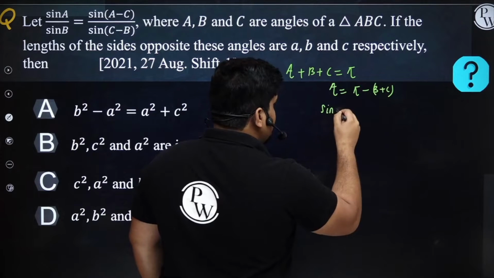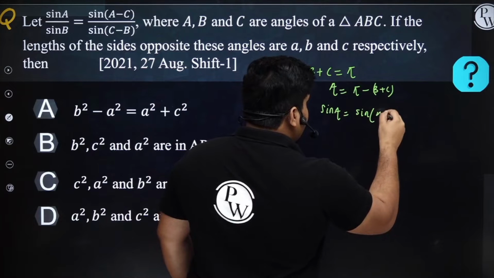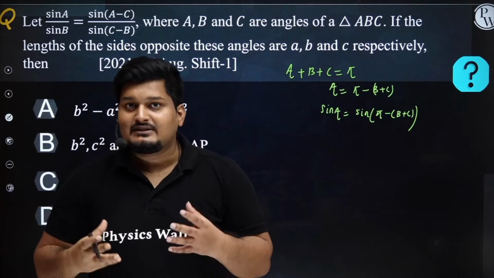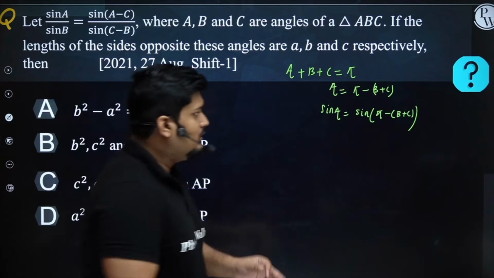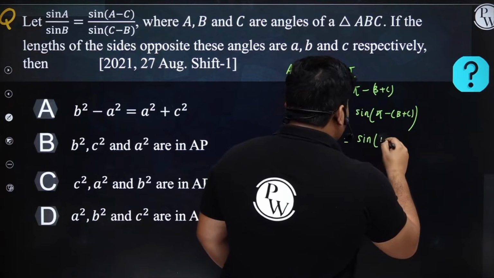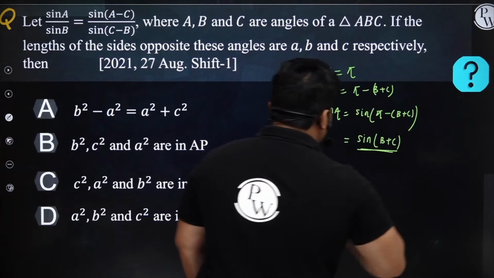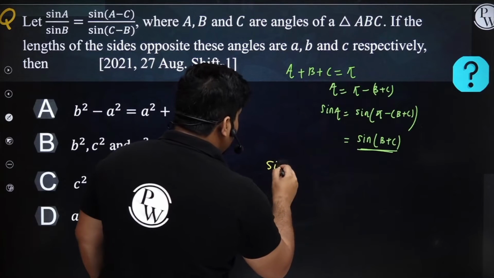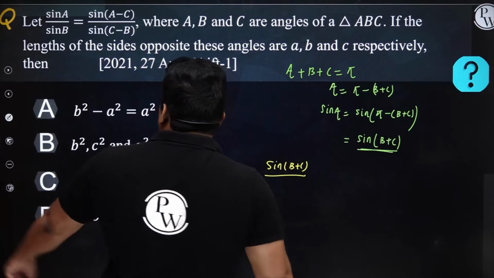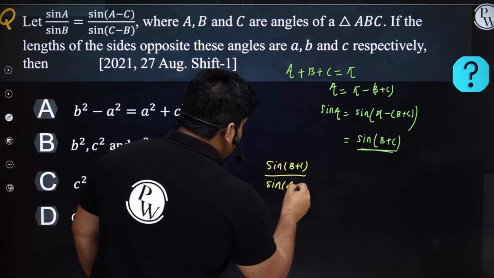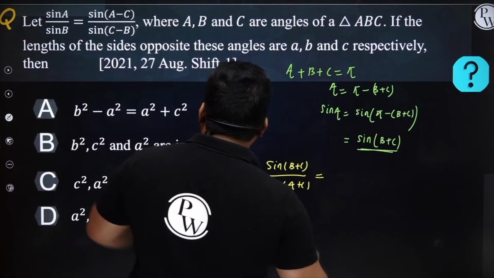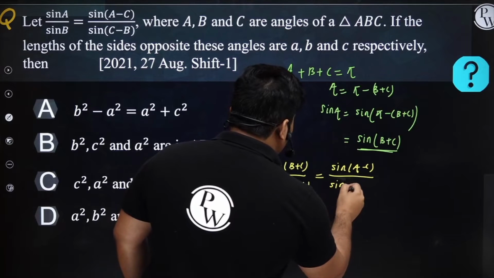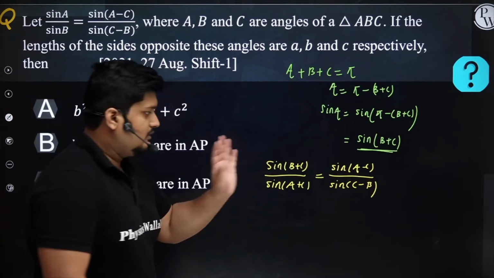Now if I take sine on both sides, sin A is equal to sin(pi minus theta), and we know that sine of pi minus theta is sine theta. So sin(pi minus (B plus C)) will be equal to sin(B plus C). Now replace it in this result: sin A will be replaced by sin(B plus C), sin B will be replaced by sin(A plus C), and this is equated to sin(A minus C) divided by sin(C minus B).